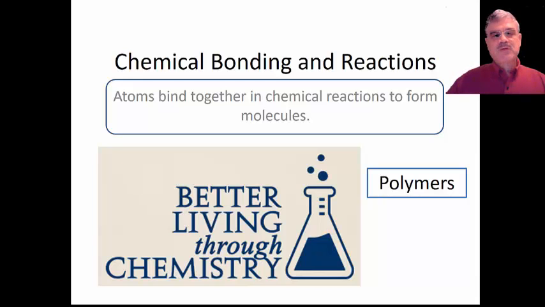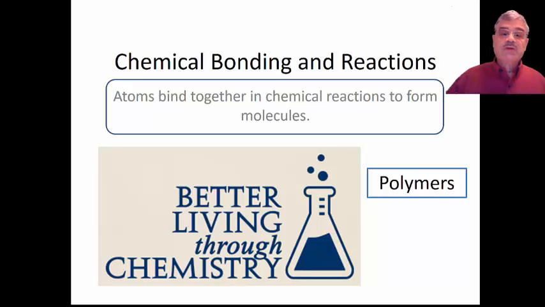Hello students, we're going to continue with our discussion of chemical bonding and reactions. In the last few video lectures we've talked about different kinds of bonding, ionic bonding, covalent bonding, and we've talked about the importance of carbon and how it forms covalent bonds with itself and with other non-metals, leading to a wide variety of compounds, including polymers and including molecules that we find in our bodies, biomolecules.